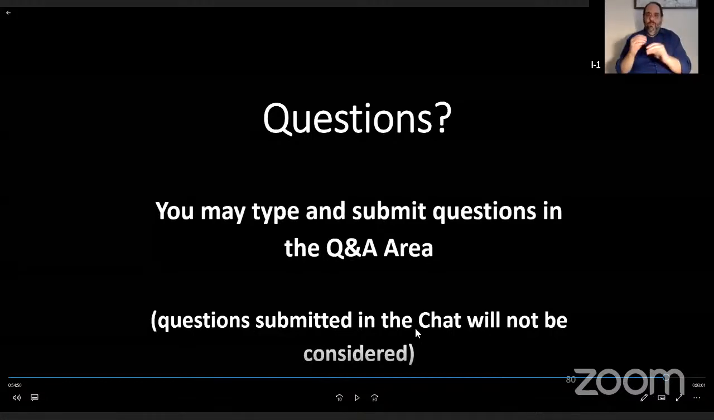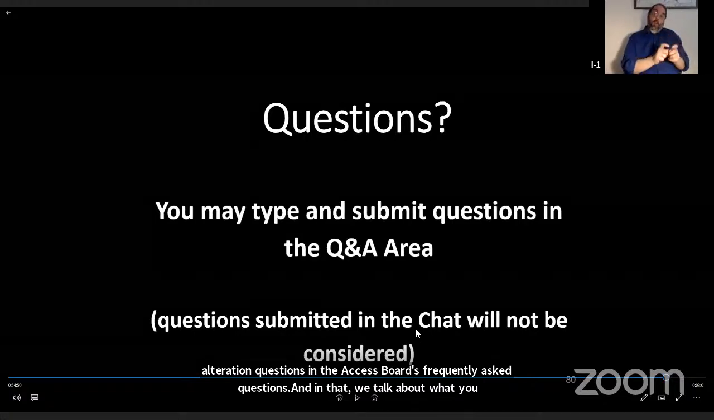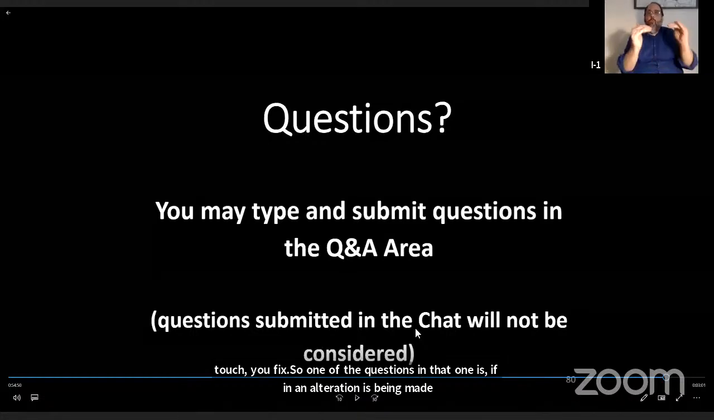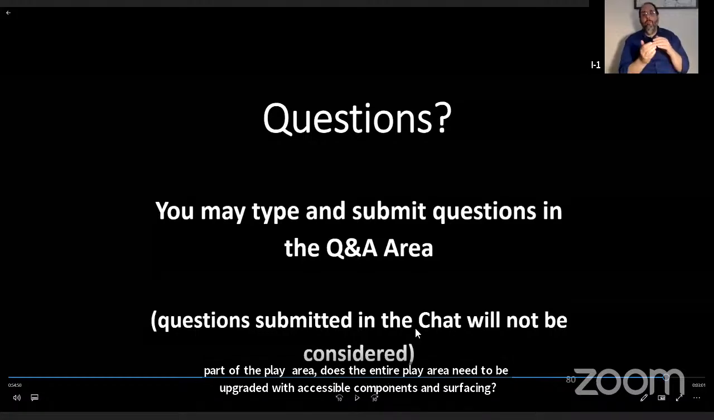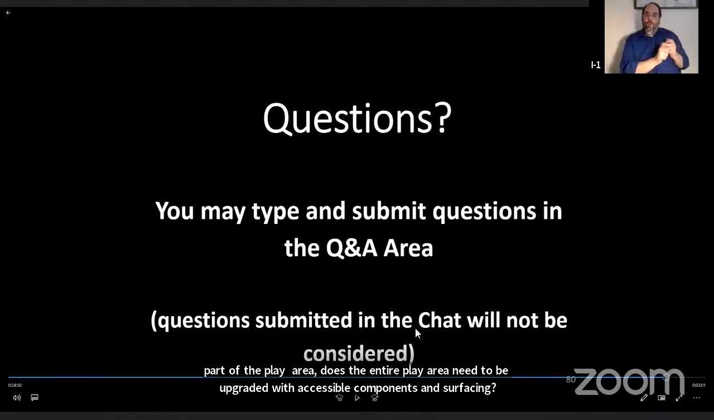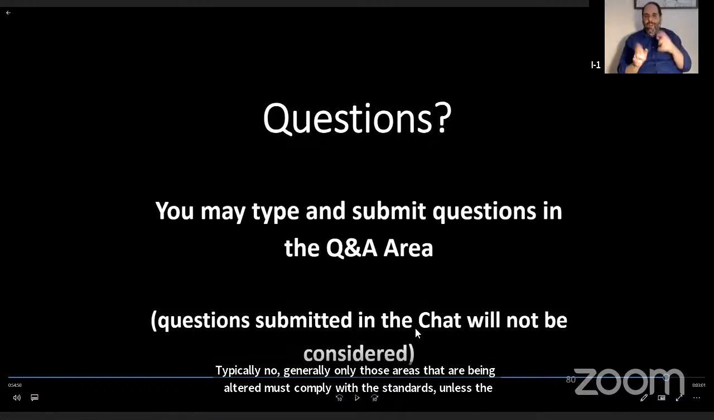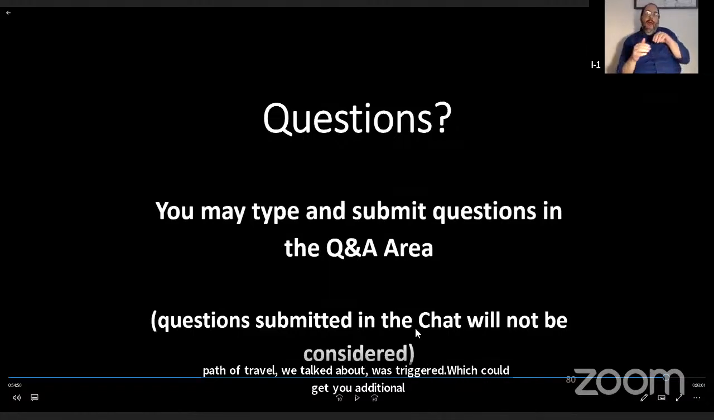And so one of the questions in that one is, if an alteration is being made to part of the play area, does the entire play area need to be upgraded with accessible components and surfacing? And typically, no. Generally, only those areas that are being altered must comply with the standards, unless the path of travel we talked about was triggered, okay, which could get you additional obligations to get into the play area or from that path of travel.